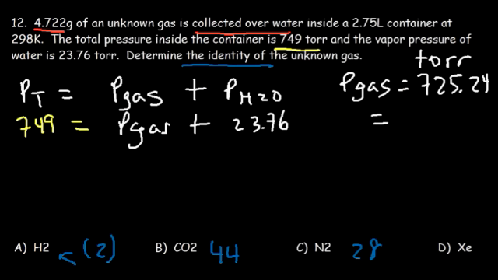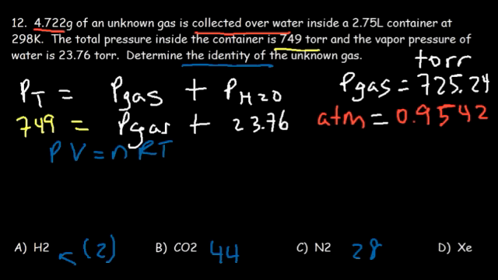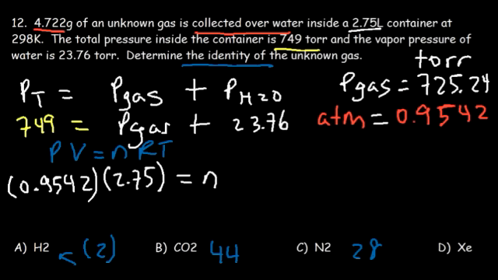So this is equal to 0.9542 ATM. So now we can use the formula PV equals nRT. So let's plug in the partial pressure of the unknown gas, which we know to be 0.9542. The volume, we have a 2.75 liter container. Our goal is to find n. Once we find the moles, we can find the molar mass. R is going to be the same, 0.08206, and the temperature is 298 Kelvin.